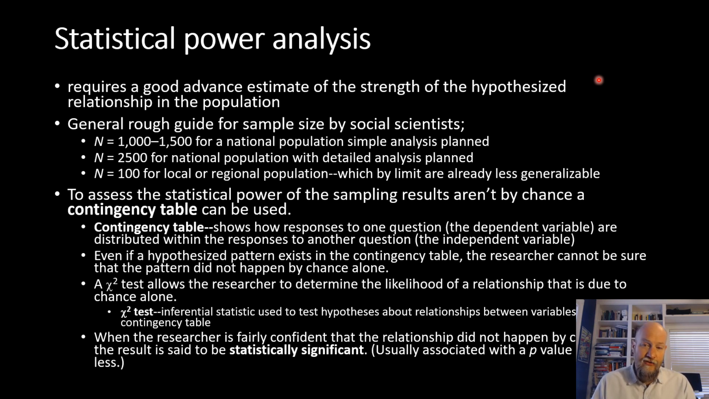There's a test called a chi-square that allows you to determine the likelihood of a relationship that is due to chance alone. It's an inferential statistic, and it tests the hypothesis about the relationship between variables in this contingency table. When we're fairly confident that the relationship did not happen by chance alone, we use the term statistically significant. What this means is that we have a certain degree of confidence that what we're observing is not due to chance. We didn't just get a bad sample that happened, by random chance, to have that relationship. We have some degree of certainty that it's actually due to the hypothesized relationship between the variables.